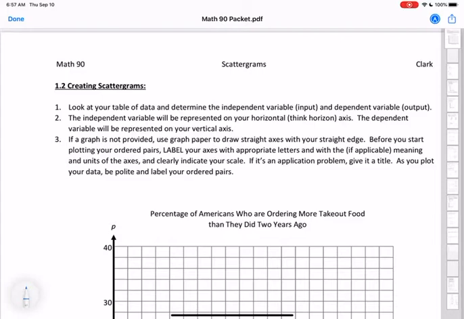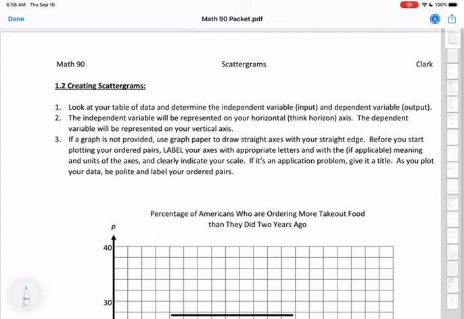In this textbook, they do not try to trick you with the table. In previous textbooks that we've had, they would place the Y in the first column of a table and the X in the second one. This one does not do that. When they give you a table, the first column, the X is your independent, and then the second column, your Y is the dependent.